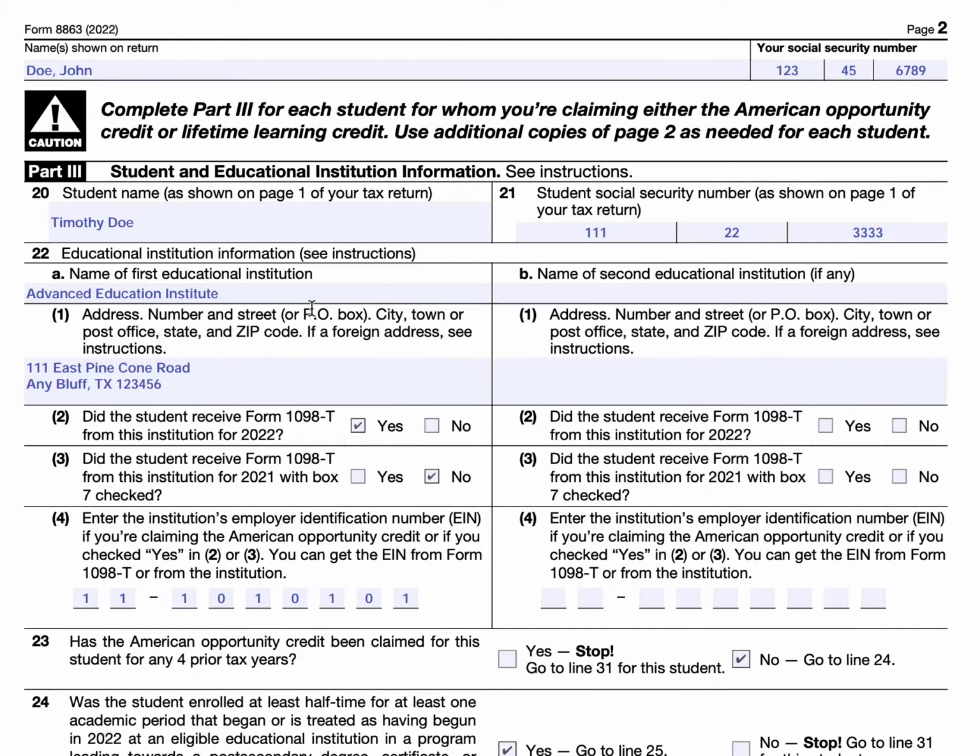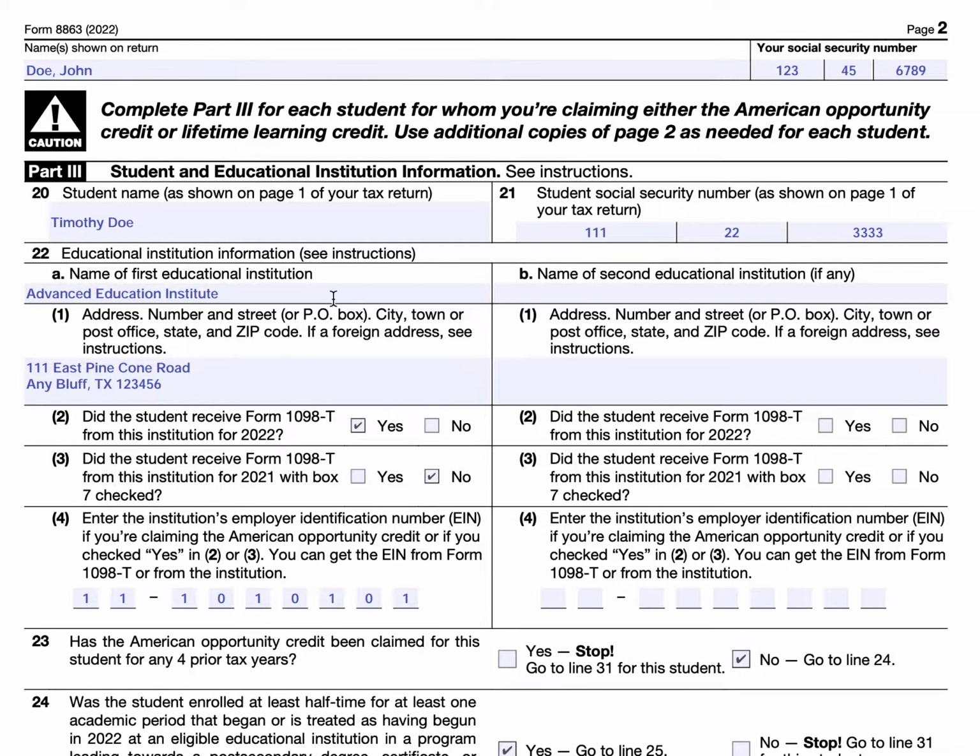In block 22, we start filling in the information about the college. There is no advanced education institute, but if there was, then you would put whatever it is. And then we put the mailing address. Did the student receive a Form 1098-T? This is basically a form from the education institute stating the amount of tuition that this student paid. So check, we've got a 1098.